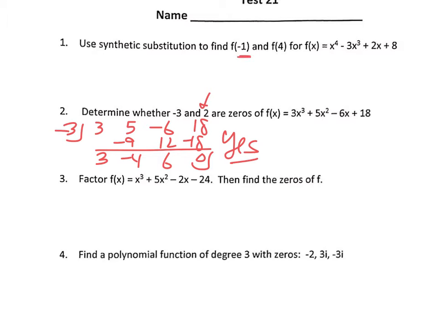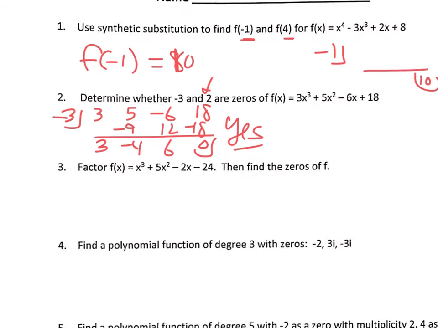Number 1, you plug -1 and 4 in there. For example, if you plug -1 in, you're going to put -1 in the box and work it out. And if I'm not mistaken, I think we got like 10 today. And as a remainder, the remainder is the answer. So you can just put 10. I'm about to put 80 because I think that's what f of 4 was.